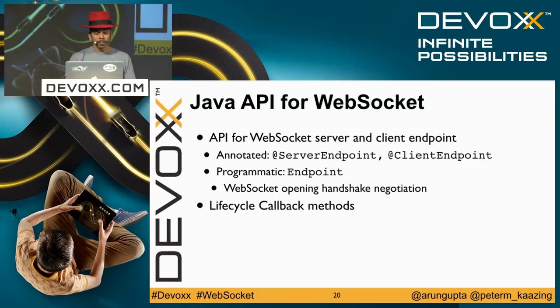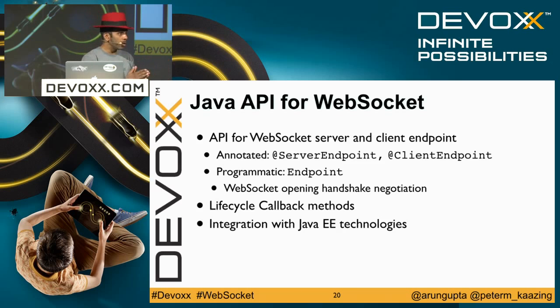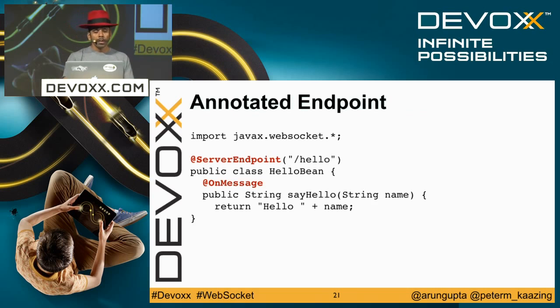and things like that. Just like you have lifecycle callback methods on the client side, you have them on the server side as well. Those are, again, annotations. And of course, this is part of Java EE technology, so there's a very nice integration with the rest of the Java EE technologies, which we'll show in the talk as well.